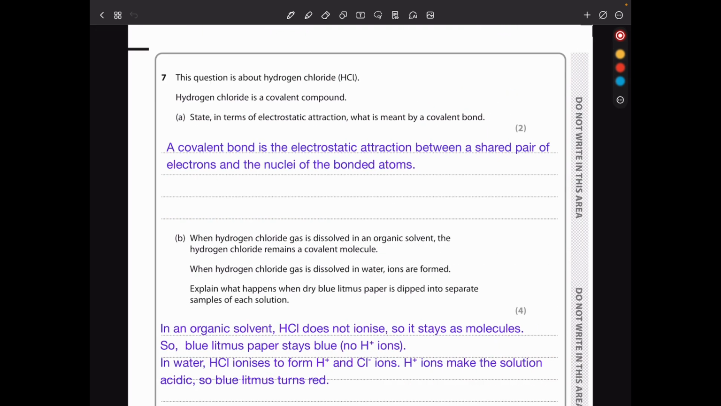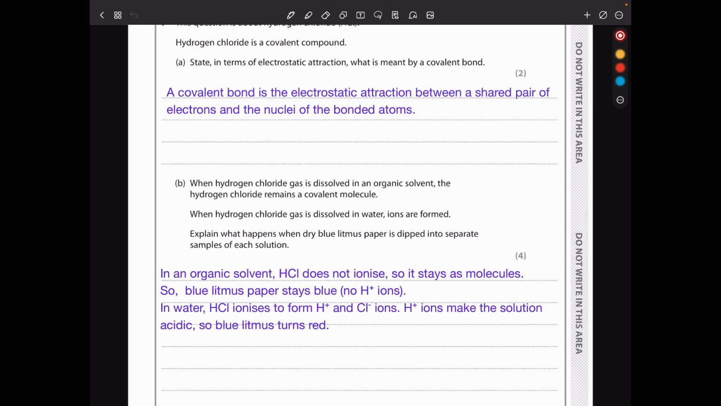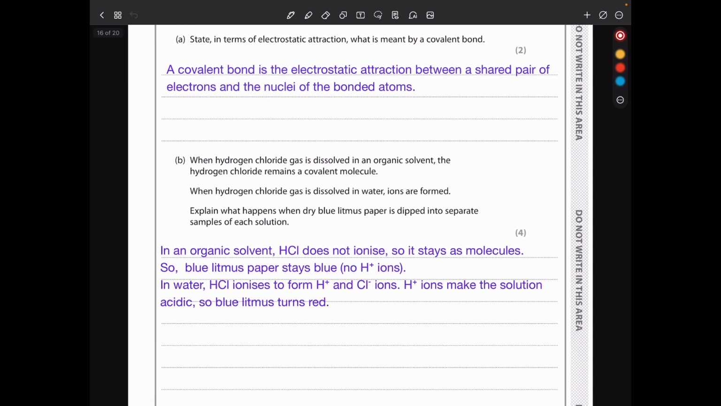In question 7, this question is about hydrogen chloride. Hydrogen chloride is a covalent compound. State in terms of electrostatic attraction what is meant by a covalent bond. A covalent bond is the electrostatic force of attraction between a shared pair of electrons and the nuclei that are bonded together.